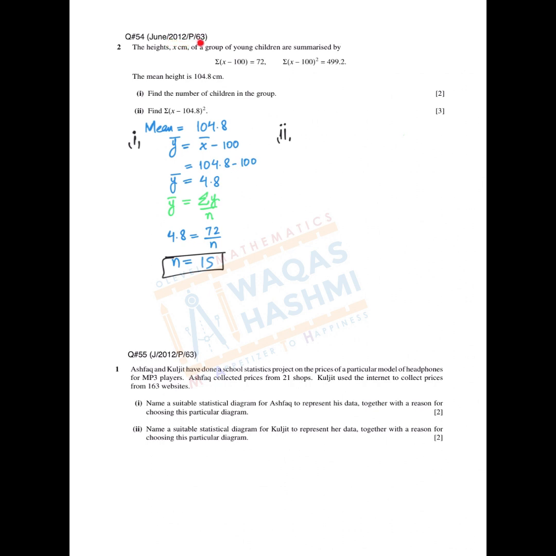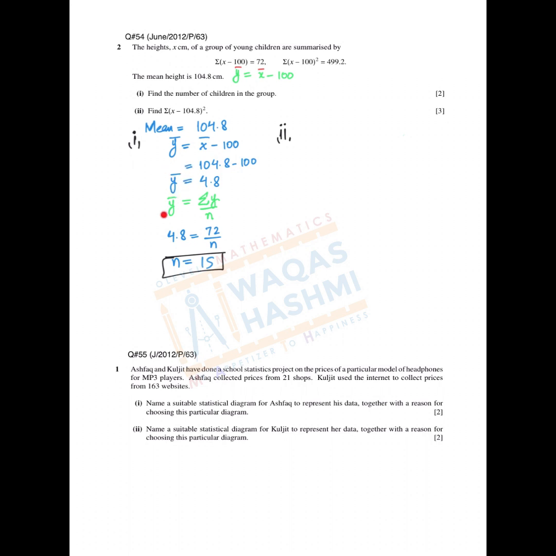It's June 2012, paper 6-3. You have the values of summation of x minus 100 and summation of (x minus 100) whole square. The mean height is 104.8. Find the number of children in the group. At first, I will start with the statement that y is equal to x minus 100. So y bar will be x bar minus 100. X bar is given, that is 104.8. I place the value here and find out the value of y bar.